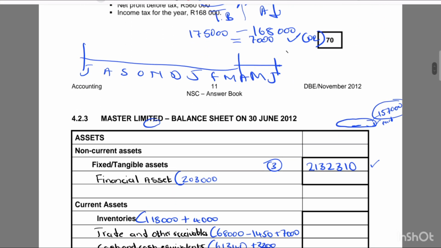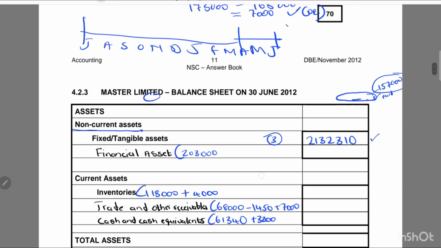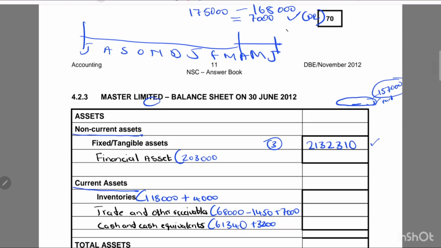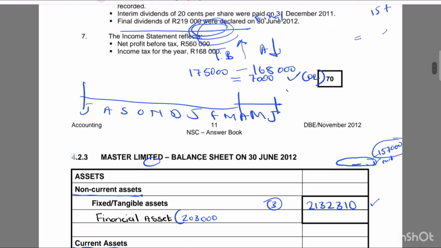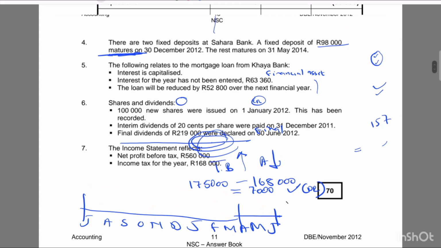So guys, here we are having a fixed deposit that will mature on 30 December 2012. You must understand what is a non-current asset and what is a current asset. Remember, non-current assets are those assets that last more than 12 months, but current assets are those assets that last less than 12 months. So now if something is maturing on 30 December 2012, it means that it is no longer a non-current asset, but now it becomes a current asset, because we are going to receive it within 12 months.